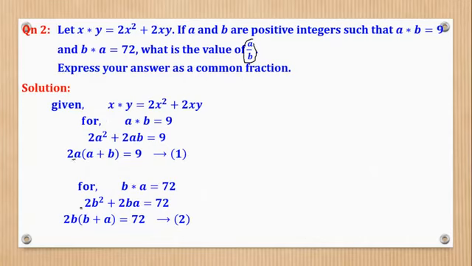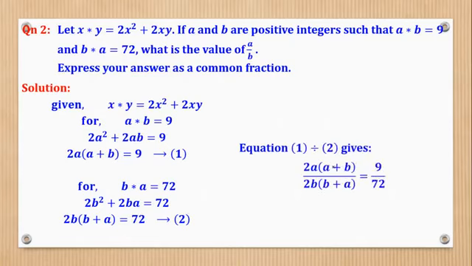Here we have a, here we have b, meaning to solve them simultaneously, we shall say equation 1 divided by equation 2. So when you do that, you shall come up with this, and you realize that this is the same as this, and also 2 can cancel. So this side you remain with a over b, and this side you remain with 9 over 72, which can be reduced to 1 over 8. And that's what they wanted.